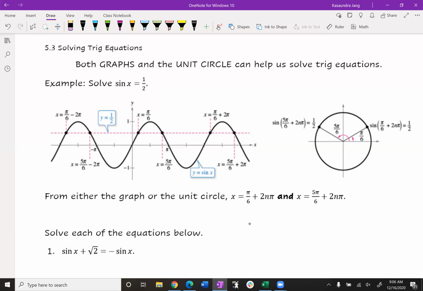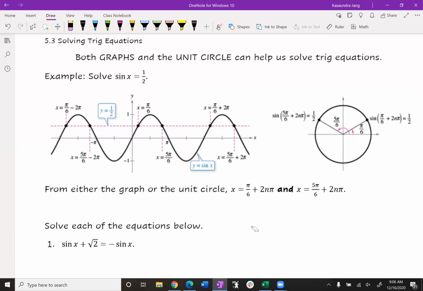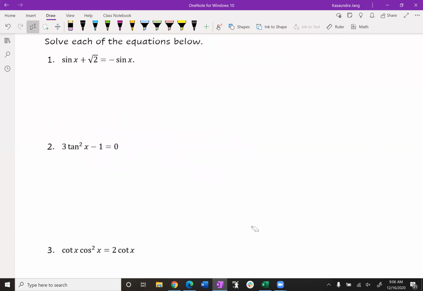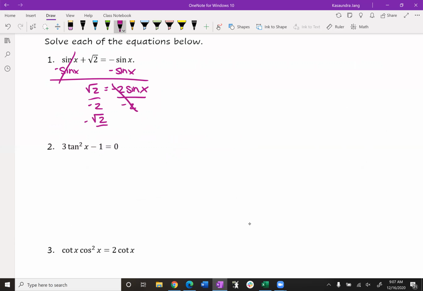All right, so I'm going to use that concept to solve these equations right here. To solve for my x, I'm going to try to get my variables on the same side. First things first. All right, I'm going to divide by -2 on both sides. So -√2/2 equals sine of x.